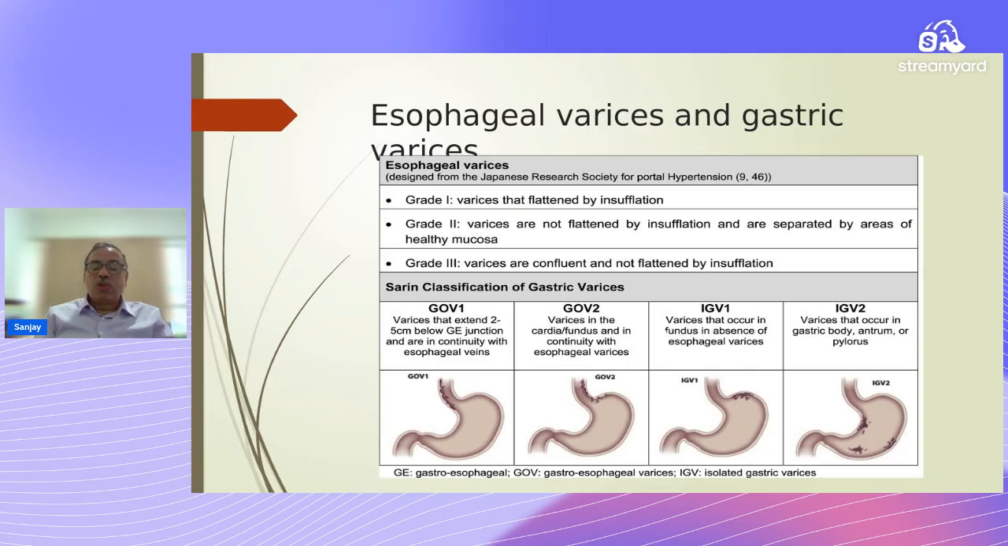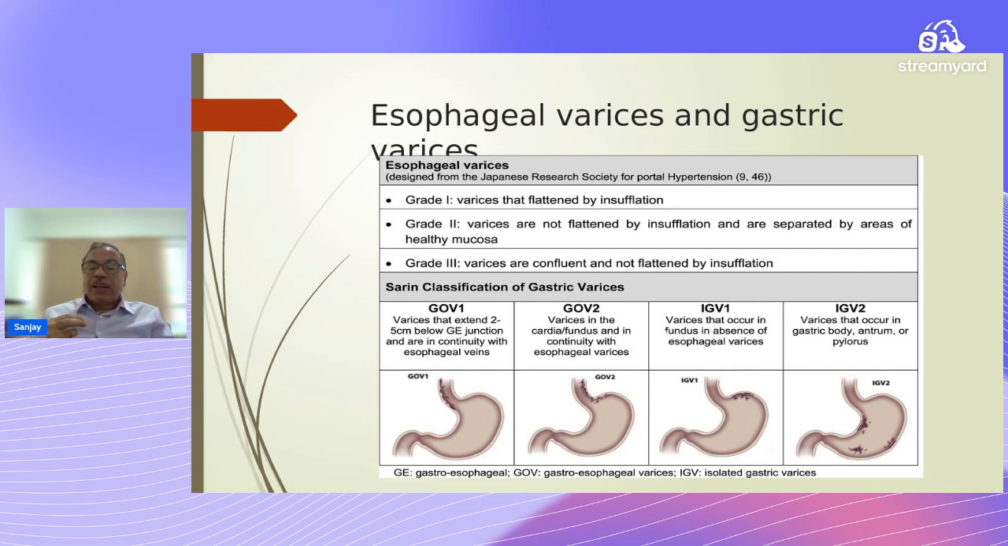Sarin grade 2 would be varices in the cardia or fundus, and again with continuity of esophageal varices. Okay, grade 2 would be any varices in the fundus of the stomach near the cardia in continuity with esophageal varices would be Sarin grade 2.